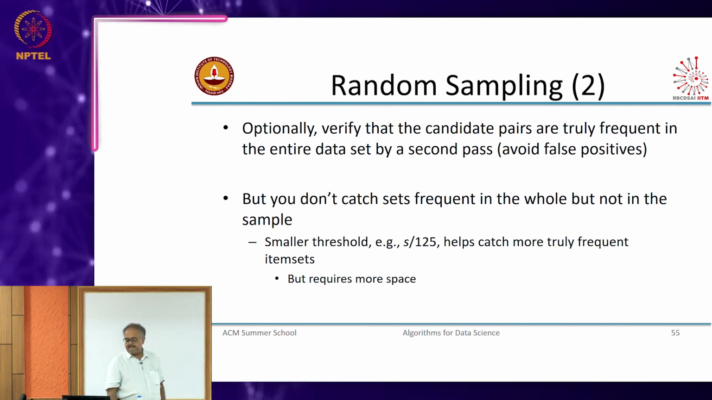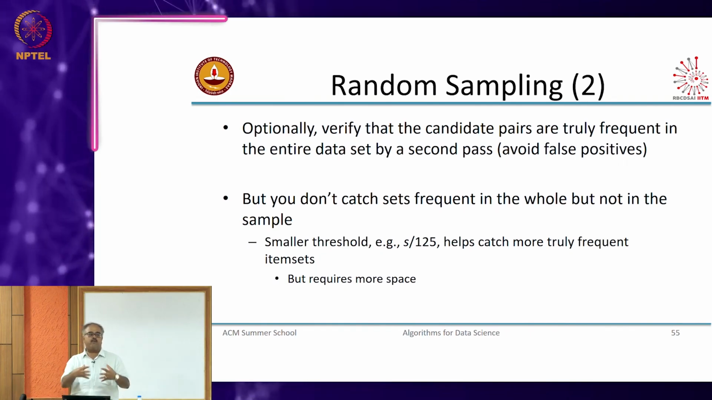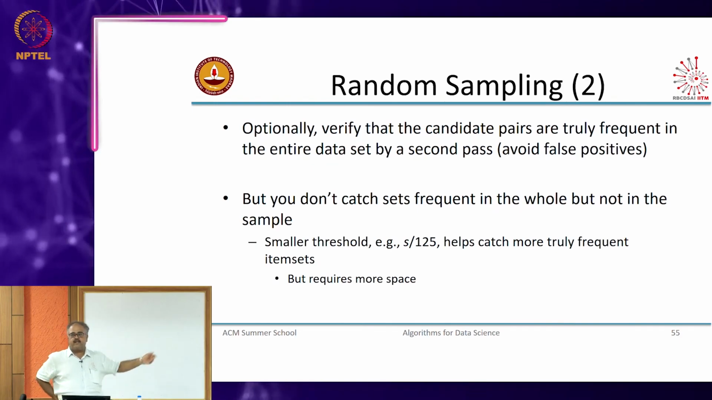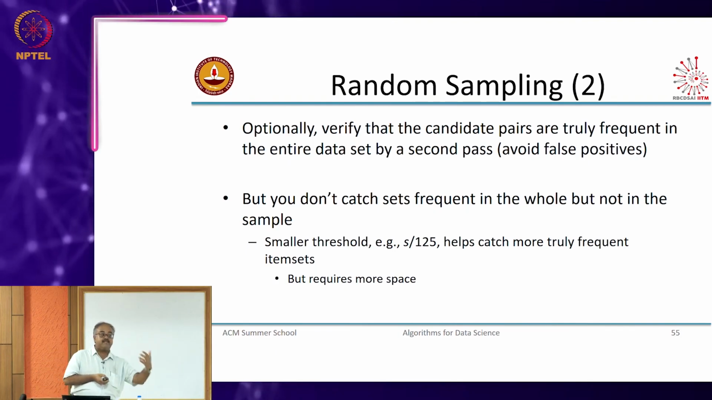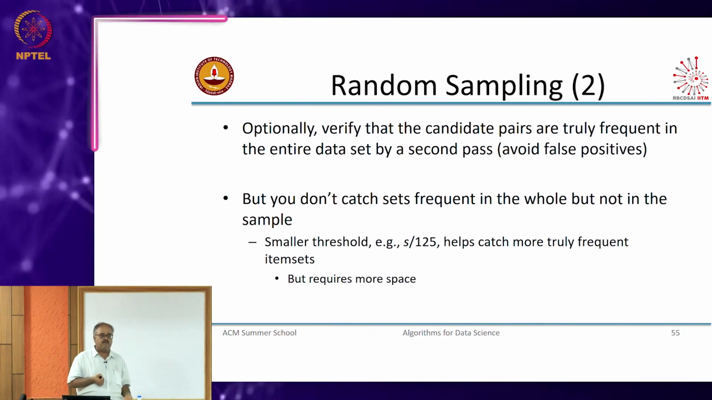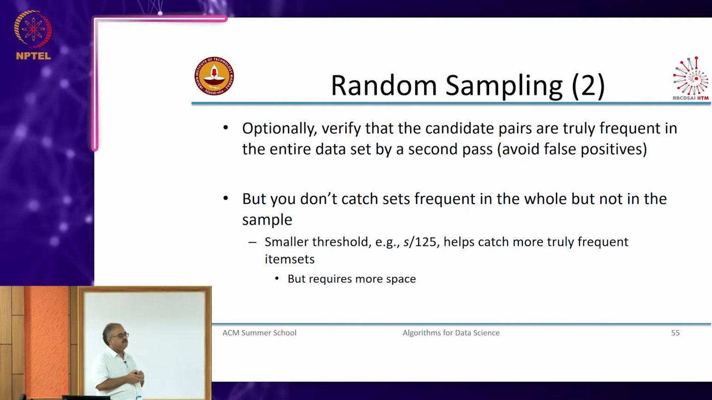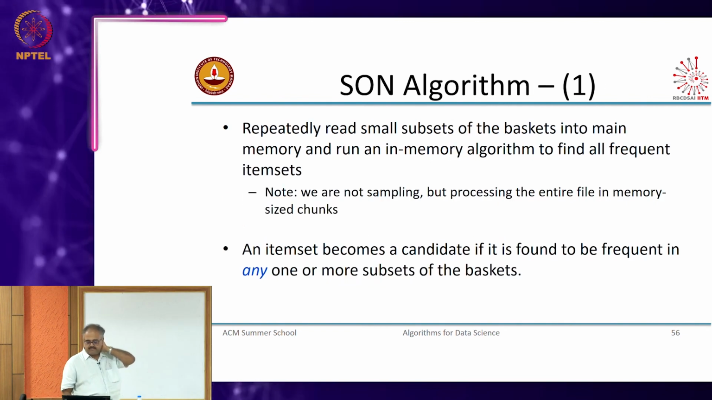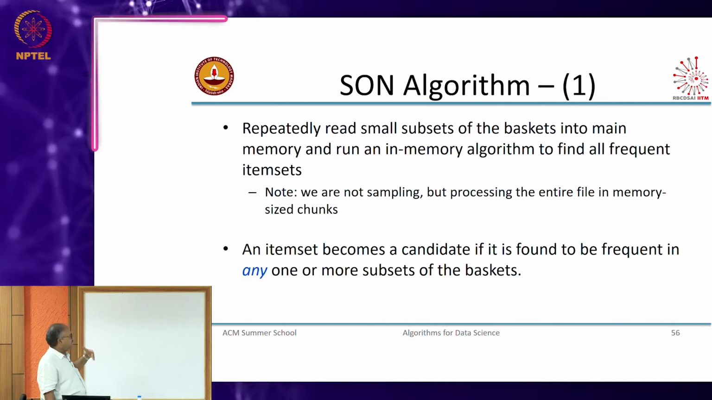So one way to minimize the false negatives, the things that we miss and do not count, is to set the threshold lower than just proportional to the sample. Suppose I have taken 1/100th of the sample data. Instead of S by 100, I set it to S by 125. What will happen is I might catch some more false positives, but false positives are okay, because we can go back and do the full count and then eliminate them. But you are less likely to lose truly frequent item sets. So that is the random sampling idea.